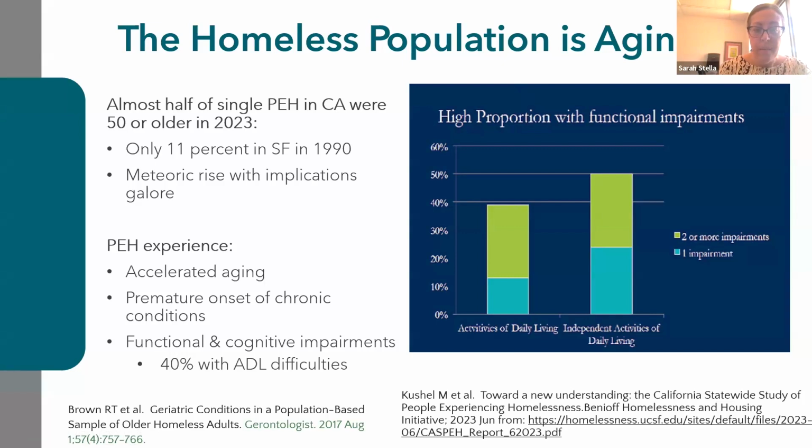This is a study on this data here on the right. The study by Brown and colleagues from UCSF found that a high proportion of people experiencing homelessness have impairments of their activities of daily living. So 40% had activities of daily living impairments.